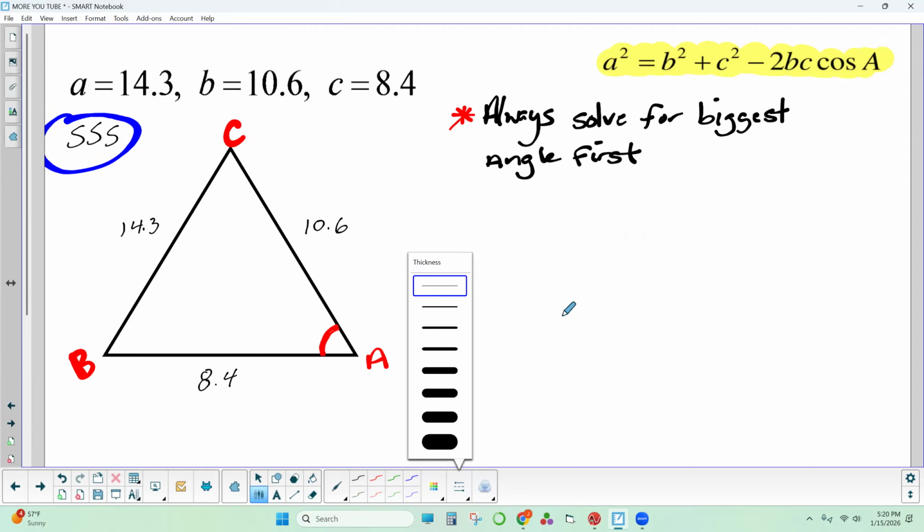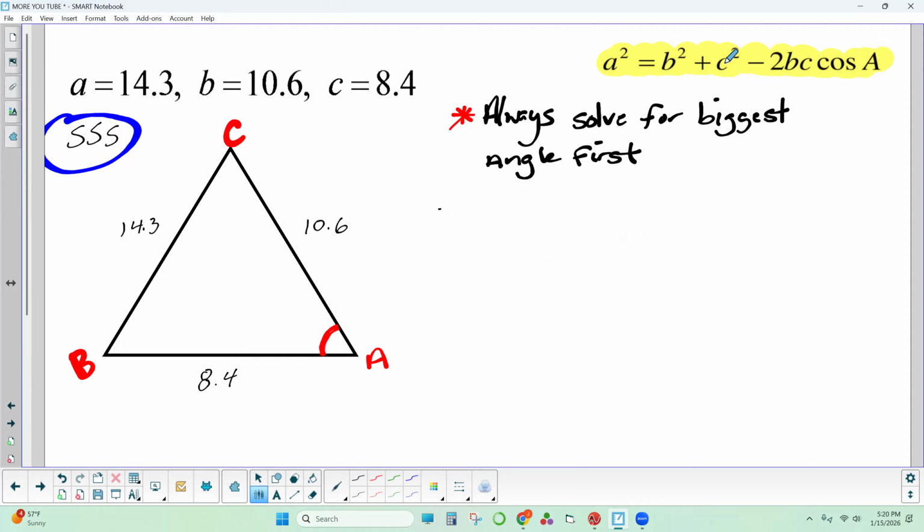Now, since we're looking for an angle, as you can see, our formula here is set up to solve for side A, not angle A. So what we need to do first is we need to manipulate this, move everything over, and isolate cosine of A. So on the left, I've got A squared. I'm going to move B squared over by subtracting it, move C squared over by subtracting it, and then divide by negative 2BC, which is being multiplied here. And all of that is equal to cosine of A.